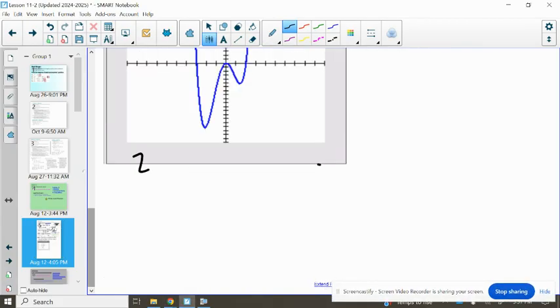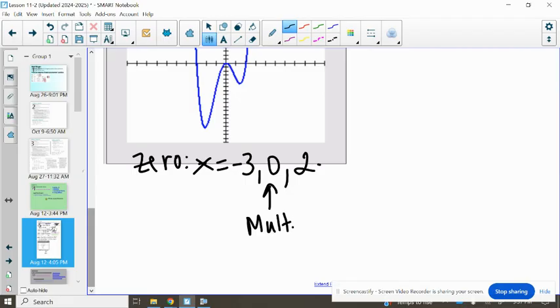We have a 0 at -3. We have a 0 at 0. And we have a 0 at x equals 2. And we have to be careful here because we have a multiplicity happening on this one. Multiplicity, because we have this bounce occurring here, this max at our 0 at 0. So we want to be careful of that.